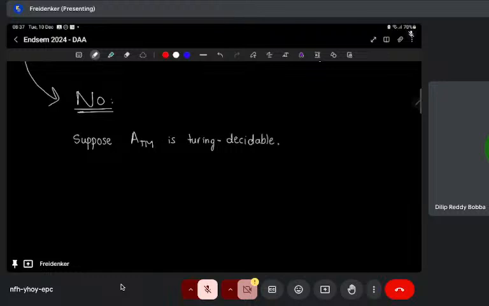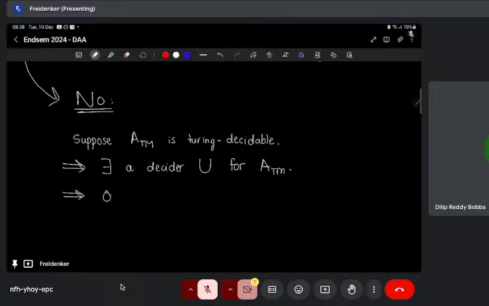So let's suppose the acceptance problem of Turing machine is Turing decidable. So what does that mean? If something is Turing decidable, then I can say that there exists a decider. I'm calling it U now. So there exists a decider U for my problem, A_TM, where U is a Turing machine. That is understandable. Decider means a Turing machine that halts at every input. So yes, that is what it means, right?